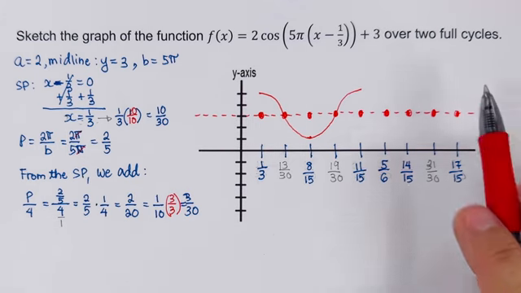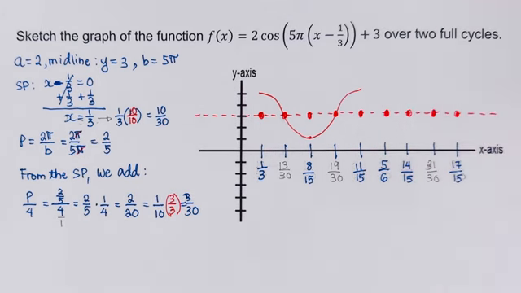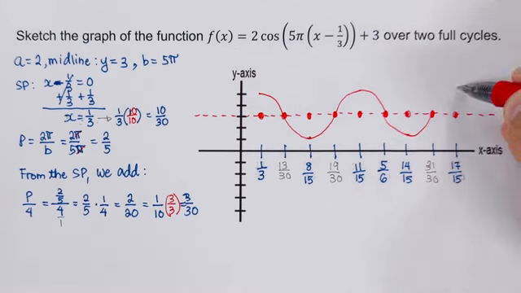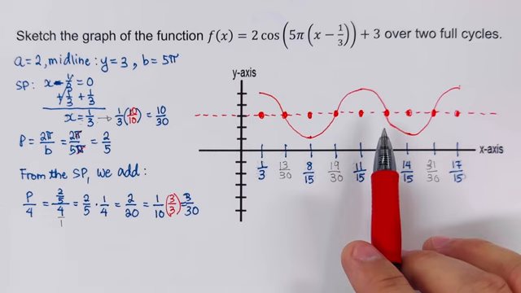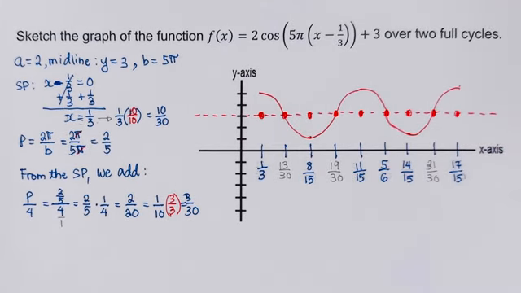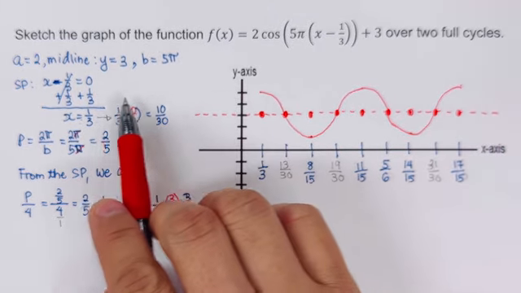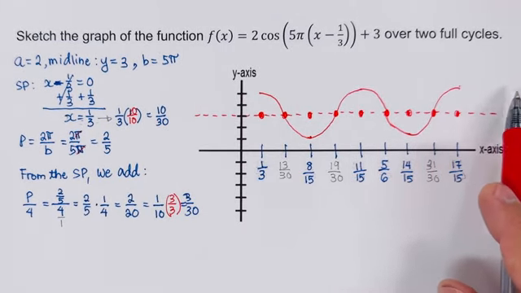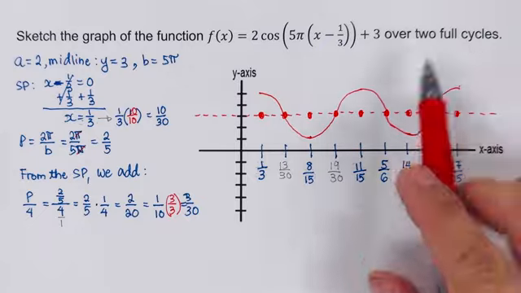Since it says we need to come up with 2 full cycles, we will complete the rest of the other cycle. So this is the graph of the given function over 2 full cycles. Now please remember that this goes all the way to negative infinity and this goes all the way to positive infinity, but we're only drawing 2 full cycles.